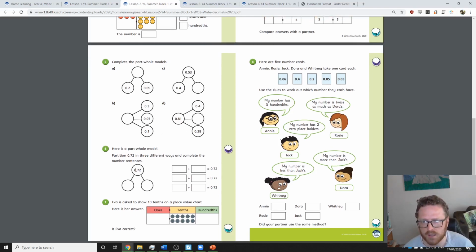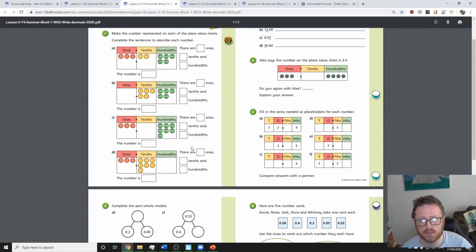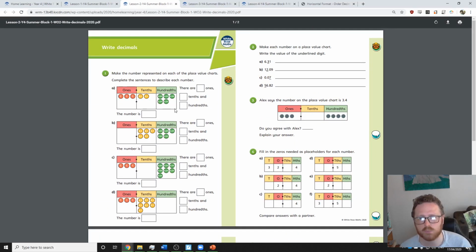Again, here's a part whole model, and you've got 0.72, and now it's up to you to partition your 0.72 into 3 different pairs. So it could be 0.7 and 0.02, or 0.02, 0.02. Language, eh? So you can choose to partition your 0.72 in as many different ways as you'd like. It's asking you to do it three different ways, but if you'd like to do any other way, then you're more than welcome to. So all of this lesson is about writing the decimals themselves.